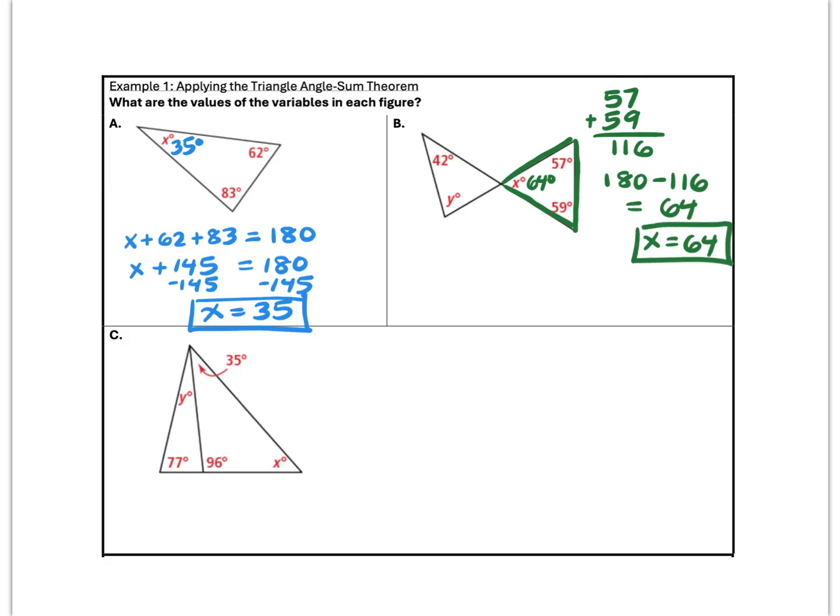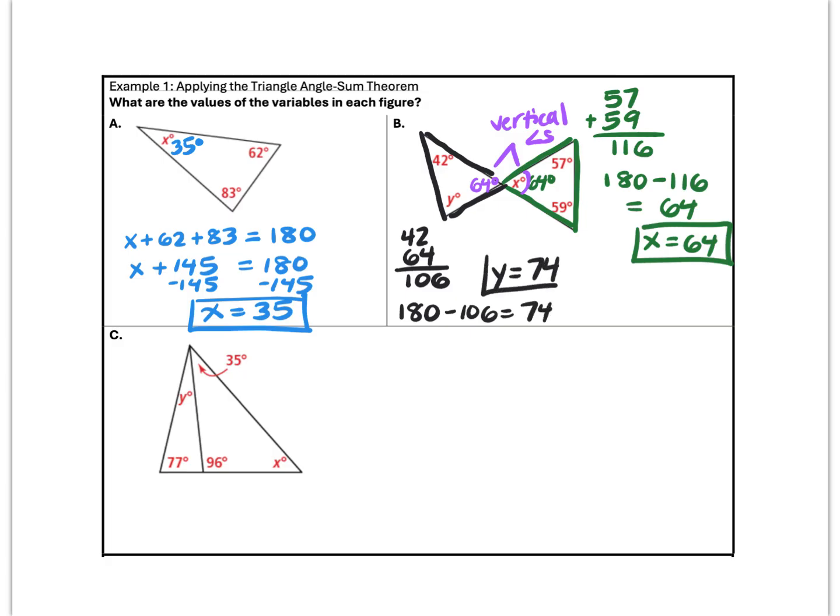Now, notice that this 64 right here, there's going to be another 64 here because those two angles are vertical angles, and vertical angles are always congruent. So now if I move over to the second triangle, let's add up the two angles that we have. 42 plus 64 adds to 106. And then I'm going to subtract that from 180. 180 minus 106 equals 74. So y must be 74.